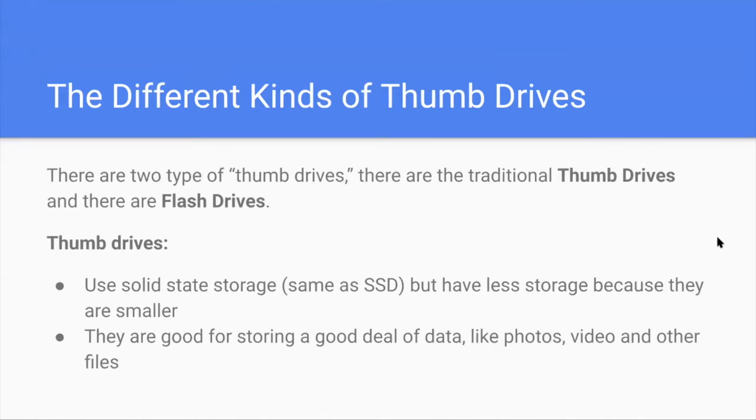Next, I will be going over the different types of thumb drives. There are two main types of thumb drives, and this includes the traditional thumb drives and also flash drives. I'll first be going over a thumb drive. So the thumb drive uses solid state storage, same as SSD, as I explained previously, but they have less storage because they are smaller. They are very good for storing a good deal of data, such as photos, videos, and other files that you may have.